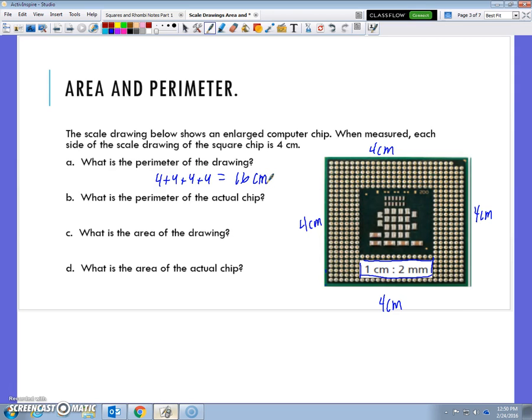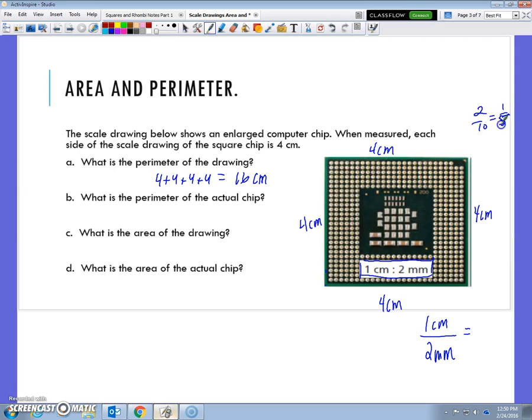Next is the perimeter of the actual chip. Now remember, the actual chip's smaller. Before we can find the perimeter of the actual chip, we need to have a scale factor. Right now we have a scale that says 1 centimeter for every 2 millimeters. I know there are 10 millimeters in a centimeter, so I need to divide 2 by 10. 2 divided by 10 equals 2/10, or 1/5.